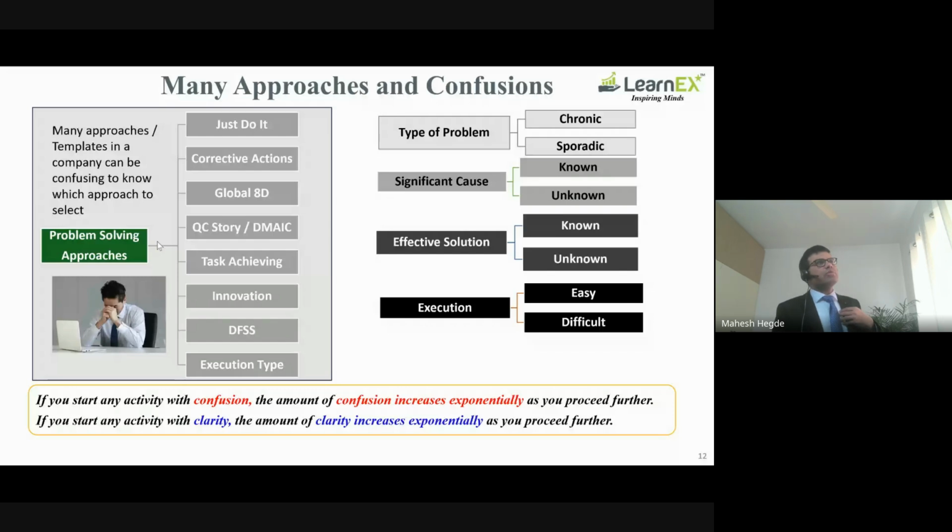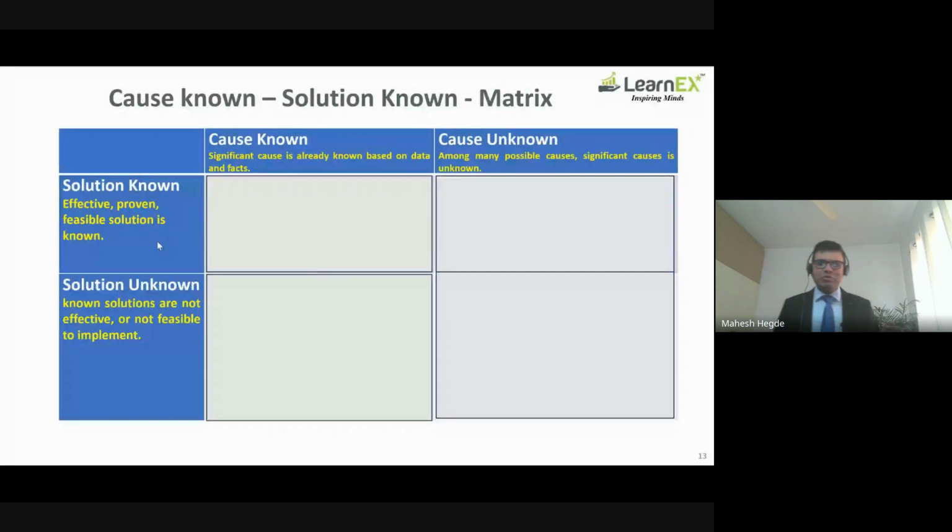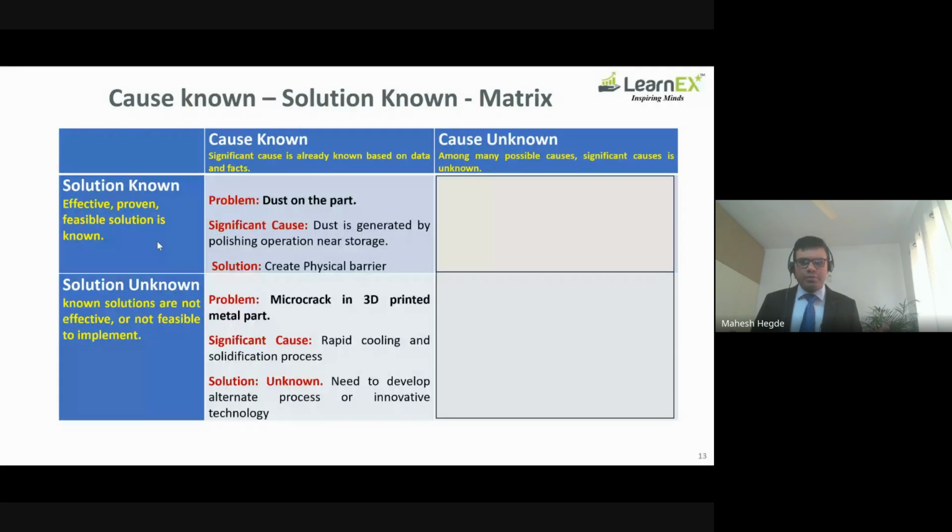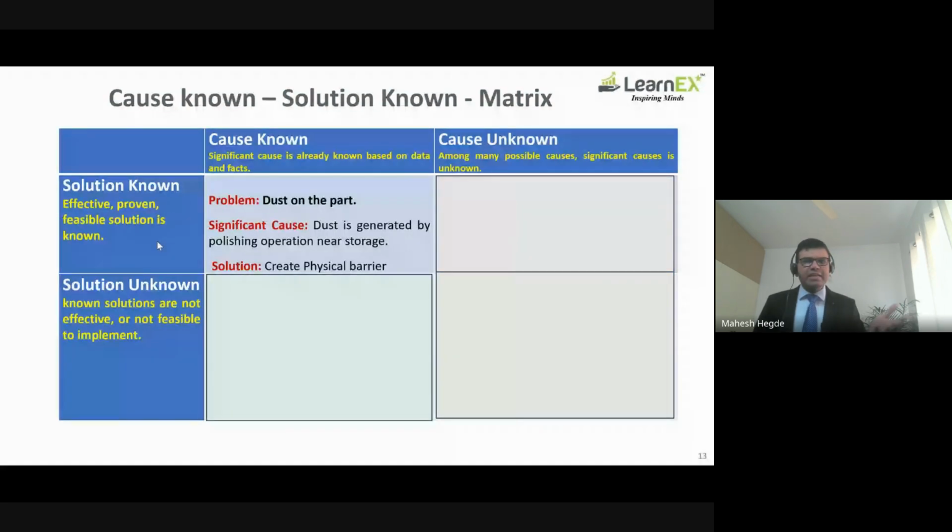If we start any activity with confusion, the amount of confusion increases exponentially as we proceed further. And if we start any activity with clarity, the amount of clarity improves exponentially as we proceed further. Having clarity is important. For example, cause and solution are known. Dust on the part, because I can see that dust is generated there near the storage, where some person is doing some grinding and polishing, and dust is generated, and that is accumulating on the part.